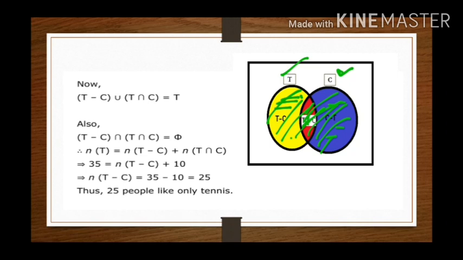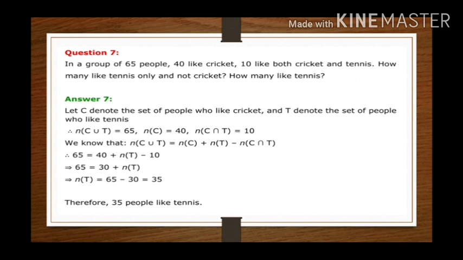So that means T union C is given as 65. The people who like cricket is 40, that is N of C is equal to 40. And the people who like both of the sports is 10, that is the intersection value is equal to 10. From these three values you can find the cardinality of T, that means the number of people who like tennis. So you can see 35 people like tennis. So the second part is done.